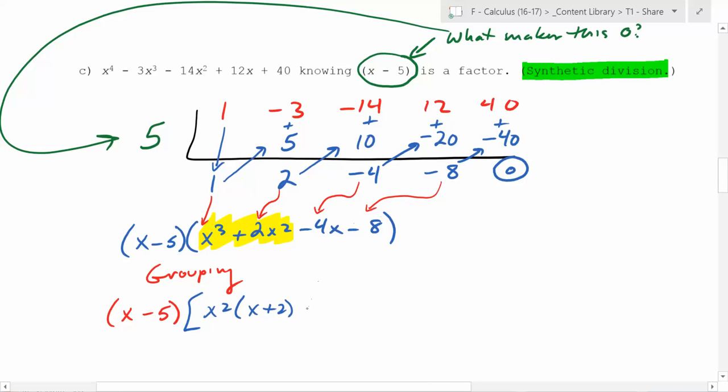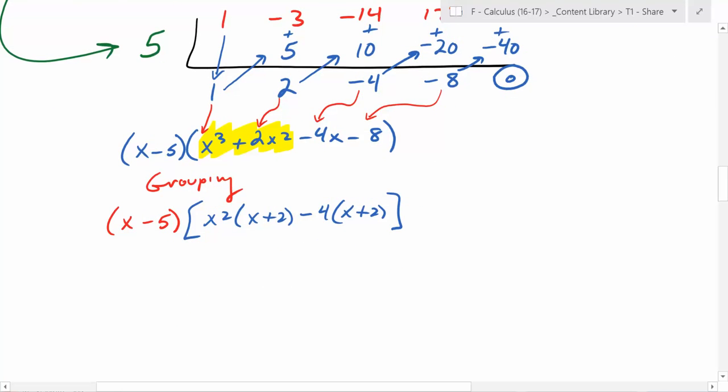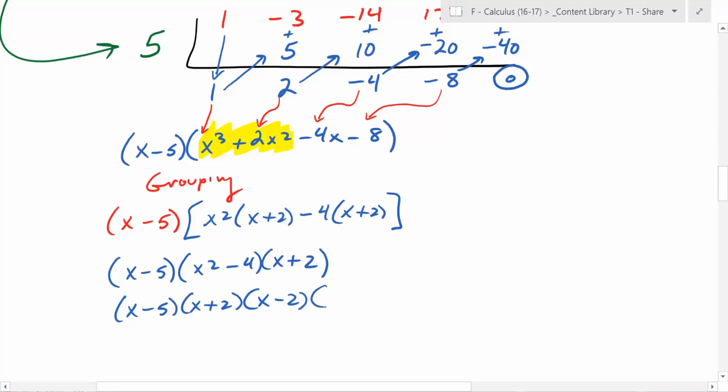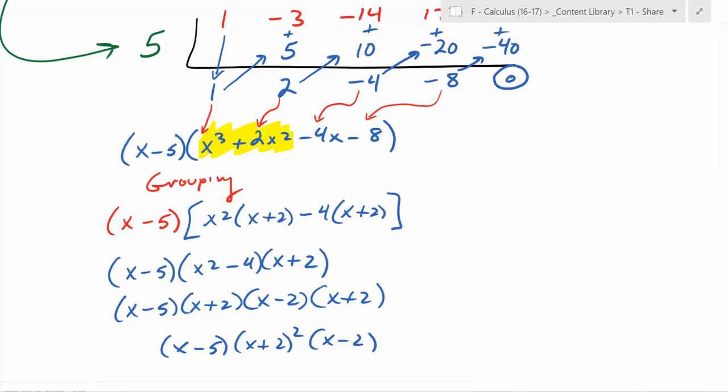Then what should I factor out of the other one? Careful. Minus 4 times x plus 2. And does grouping magically work on this one? You get x minus 5 times what? Oh, and then can you keep on factoring? X minus 5, x plus 2, x minus 2, and x plus 2. So if you're going to write this final form, there it is.